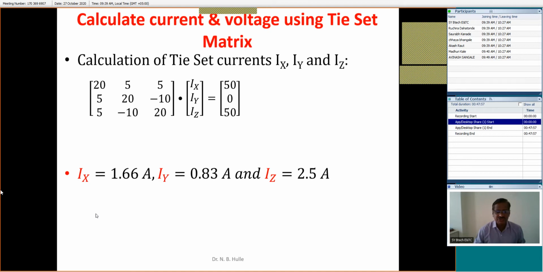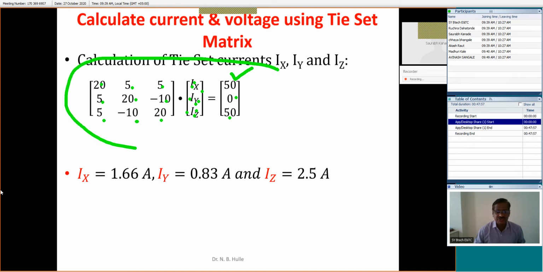If we are using the calculator and finding these values of the currents, this first equation will be 20 into Ix plus 5 into Iy plus 5 into Iz, which is equal to 50. This is the first equation. Then 5 into Ix plus 20 into Iy minus 10 into Iz, which is equal to 0. This is the second equation. Then 5 into Ix minus 10 into Iy plus 20 into Iz, which is equal to plus 50. This is the third equation.